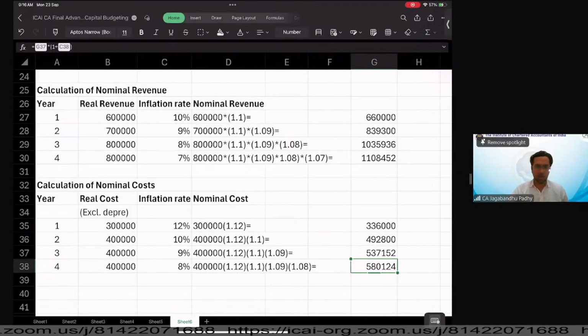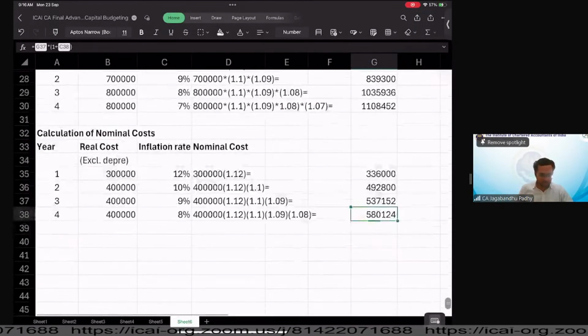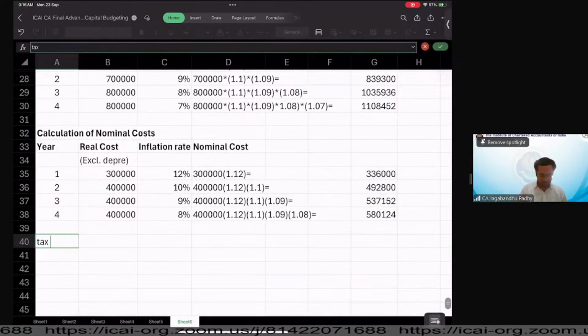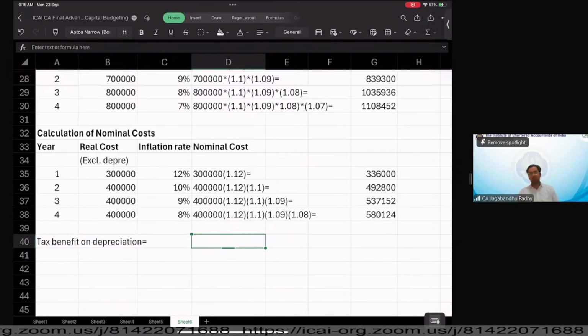Now, inflation adjusted cost is done. There's the nominal costs, nominal revenue is done. Now, something that is not going to get affected by inflation, that will be the next part, which is the tax benefit on depreciation. The question has already specified the amount of depreciation.